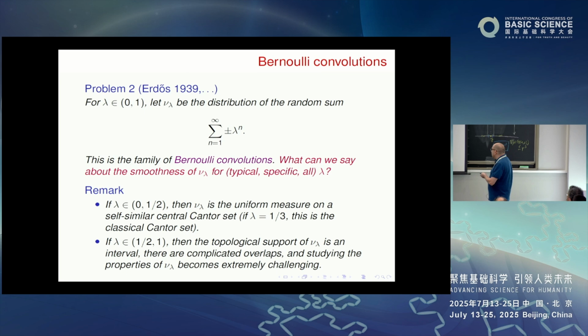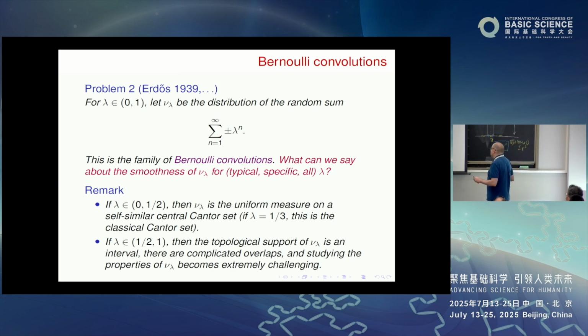On the other hand, if lambda is exactly 1/2, then this is actually Lebesgue measure on some interval. If lambda is strictly larger than 1/2, then it is still true that the topological support of mu lambda is an interval. But the topological support is very simple as a set. It's an interval. But on the other hand, understanding the measure is extremely complicated. And if you've never seen this problem before, you cannot imagine how complicated it is.